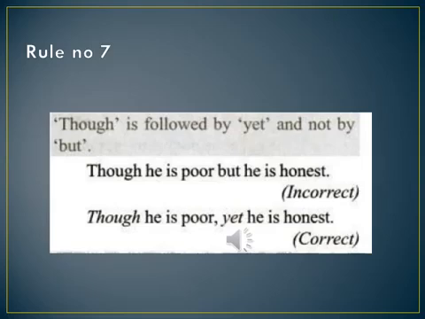Though is followed by yet and not by but. Now when you are using though or although, both have the same meaning. Though he is poor, yet he is honest, not but. So if you write but, that's wrong. With though, you have to use yet. If you don't use it, that is also alright. But you should not use but. That's wrong. Though he is poor, yet he is honest. Understood?